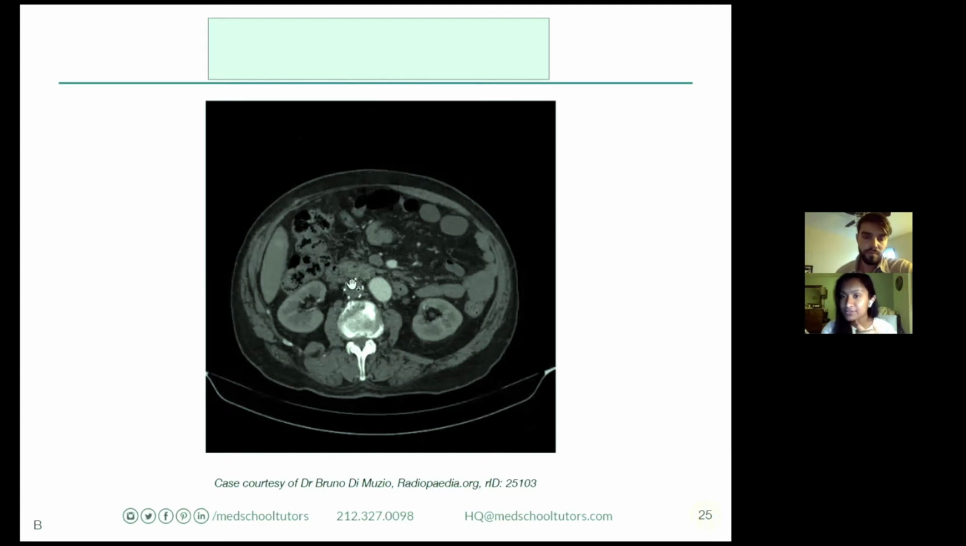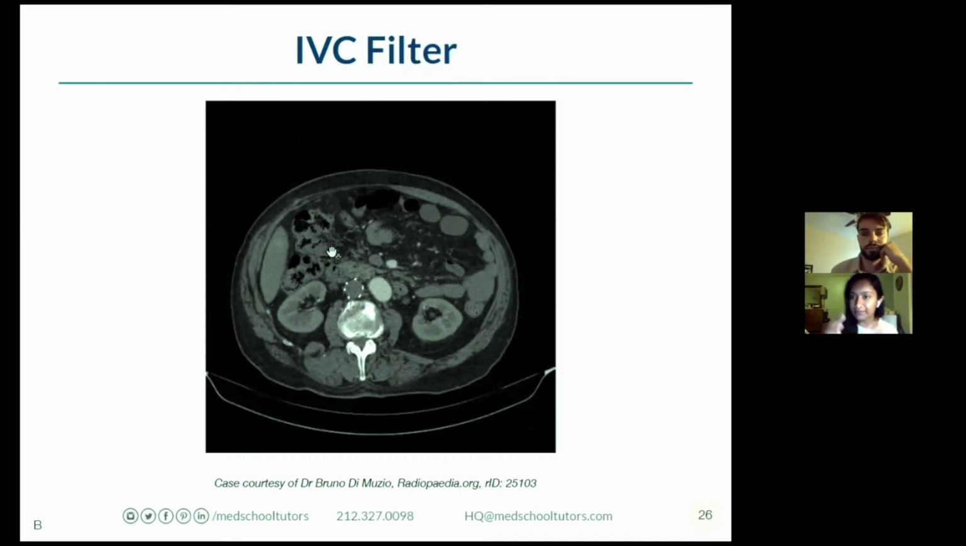So the first hint to me that this is the IVC is the fact that it's to the right. Second hint is that this looks like a foreign object rather than calcifications because of how uniform that is. If you just use those things alone, that makes you think, okay, IVC filter.